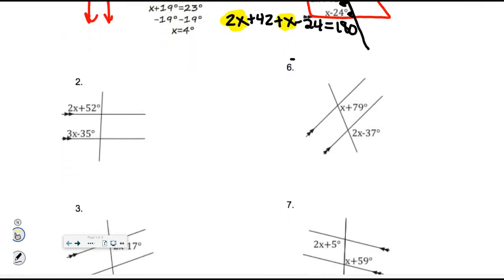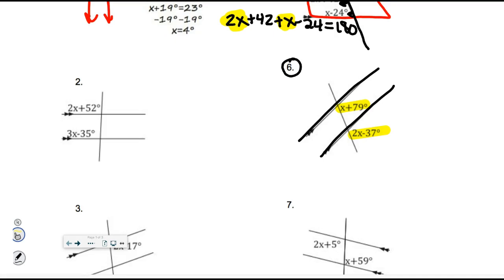So we're going to go to number 6. First thing we have to do is classify these. Of those 4, are these corresponding, in the same spots of their clump of 4? Are they alternate interior, inside the parallel lines and on opposite sides? Are they same side interior? Or are they alternate exterior? What do you think, Ellie?